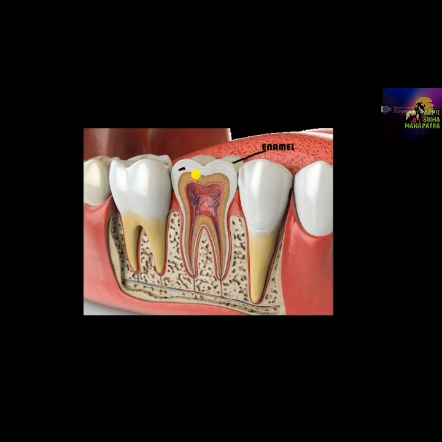Below the enamel, you noticed that there is a hard bony tissue that makes up the bulk of the tooth, and this part is called the dentin. Yes, below the enamel, this hard part is called the dentin. So we will write here, this is the dentin.